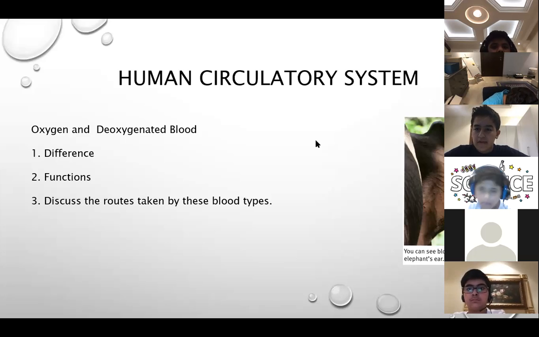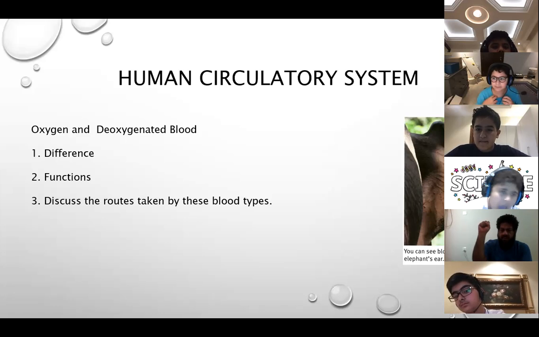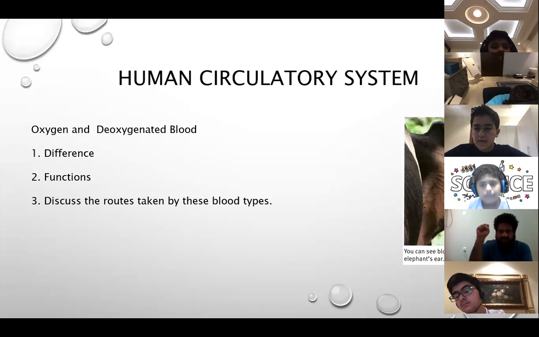How can I explain the pulse? Good. Once you're looking at your, make a fist like this. Do it with me. Muhammad, make a fist like that.